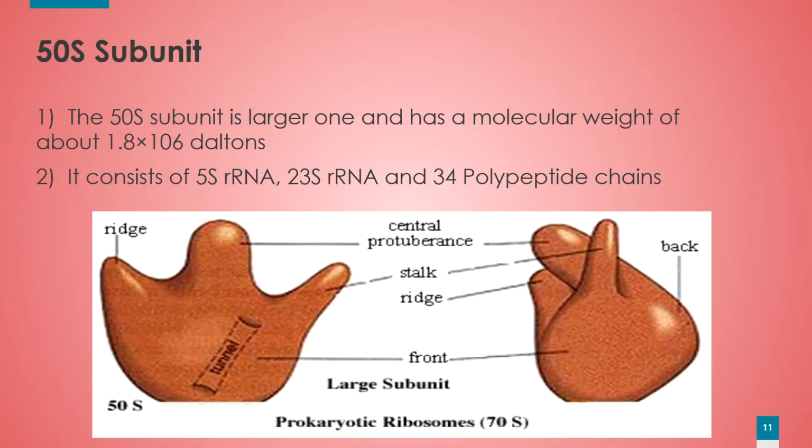The 50S subunit is the larger one and has a molecular weight of about 1.8 into 10 to the power 6 daltons. It consists of 5S rRNA, 23S rRNA and 34 polypeptide chains. The head part is the central protuberance and the middle is the stalk, and they have two sides, front side and back side. Front side is the ridge and back side is the back. This is the large subunit of the prokaryotic ribosome, that is 70S.